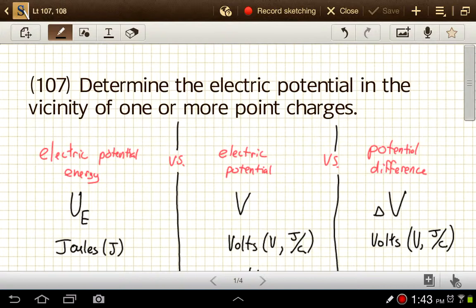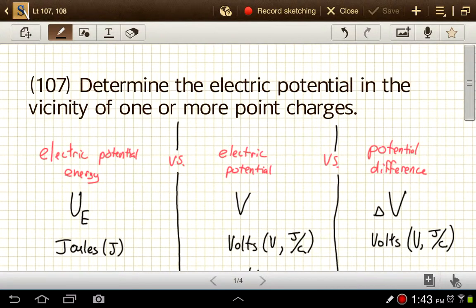So the three terms that I want to address first, and there's two more we'll add to this in just a minute, are electric potential energy, electric potential, and potential difference. You see what I mean about the terms being confusing? They all sound really similar. And so when you're reading a question, it's really important that we read so carefully to know exactly what we're asked to find in these problems.